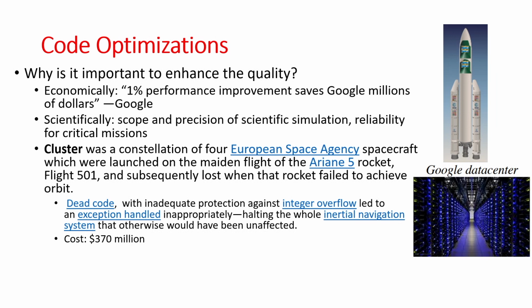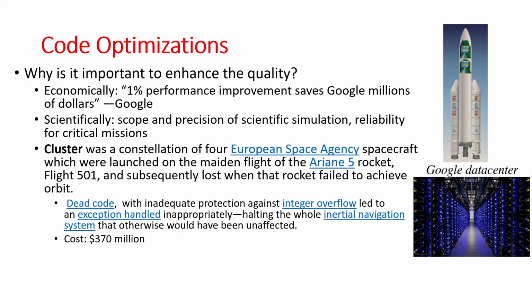On the other hand, once you do these code optimizations, you are changing the behavior of the input specification. If you are not doing it carefully, you may end up with incorrect functionality. So, we have an example here where a European Space Agency rocket failed to achieve orbit because of a problem in the code, specifically an integer overflow. I just took two arbitrary examples from the internet to emphasize this impact.